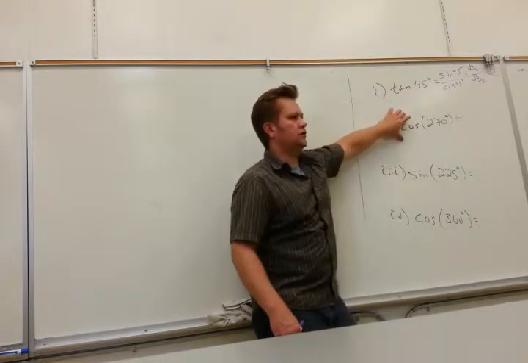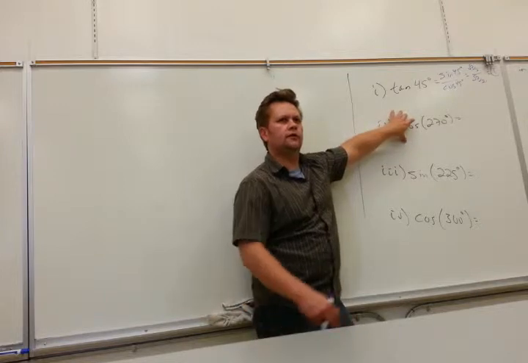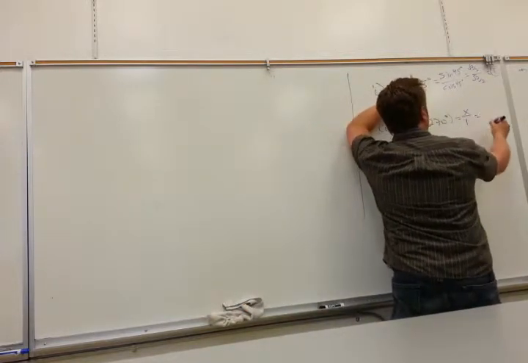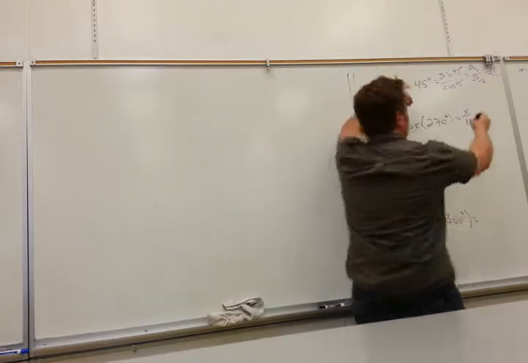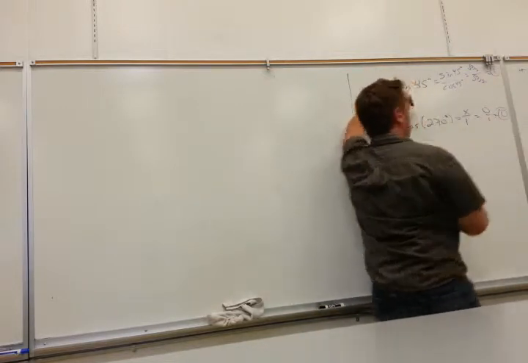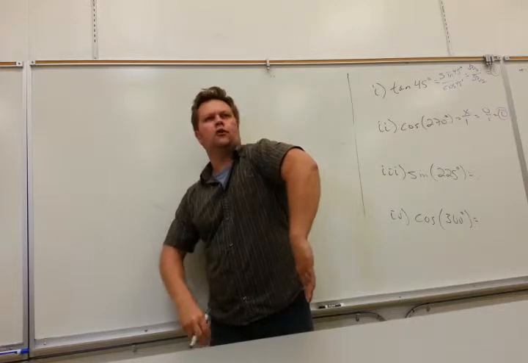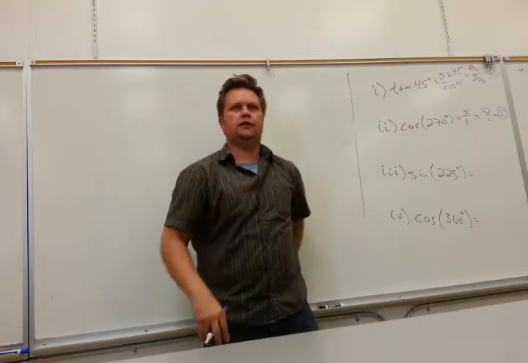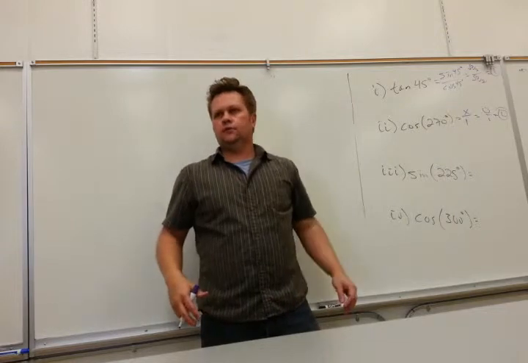What about cosine 270? Yeah, it's going to be x over h, and this is a unit circle, so it's 0 over 1, so 0. At 270, I have no x piece. I'm all negative y piece. So the cosine has to be 0. It's how big the x piece is at that point.